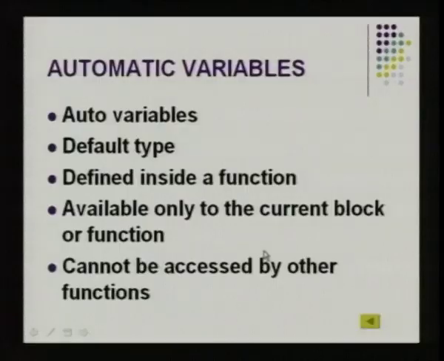They are local variables. They have to be defined inside a function, so they should not be declared outside main. All automatic variables should be declared within the main function or another function. These are the features of automatic variables. From the definition itself, you will understand that this is the most commonly used type of variable in C.